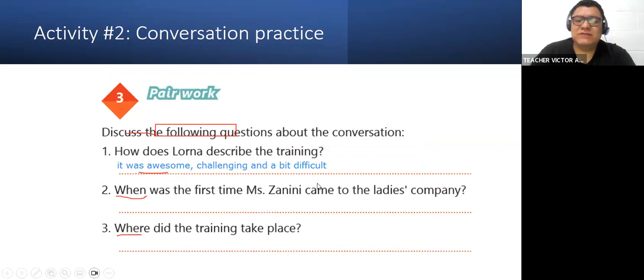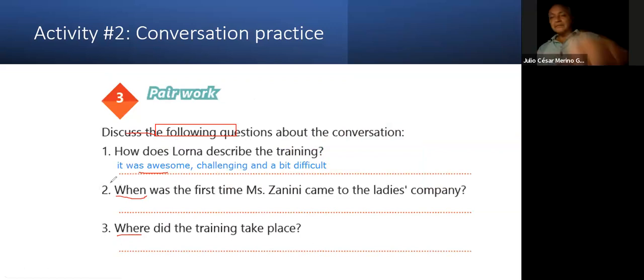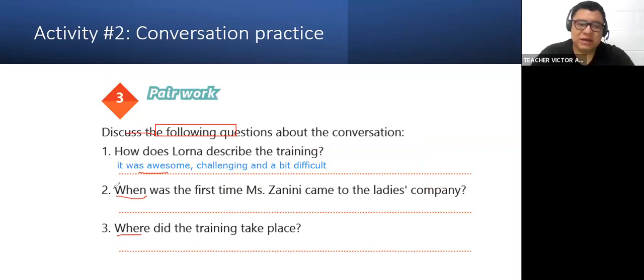So that's why it's very important, guys, that we pay attention to the questions that people ask. If the question is using when, it's asking you about time. Was it 2 years ago, a few minutes, a few years, etc. If the question is with where, I need the location, where something took place. I need you to remember that expression: take place, tuvo lugar. That's what it means.